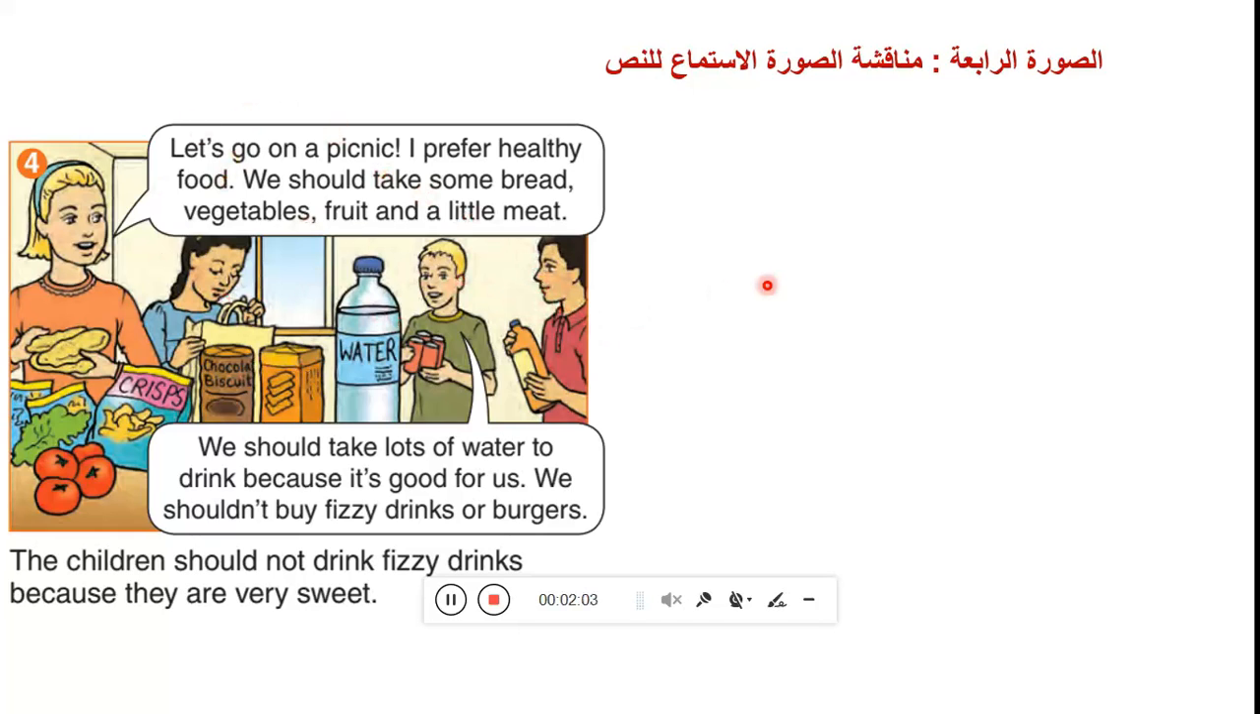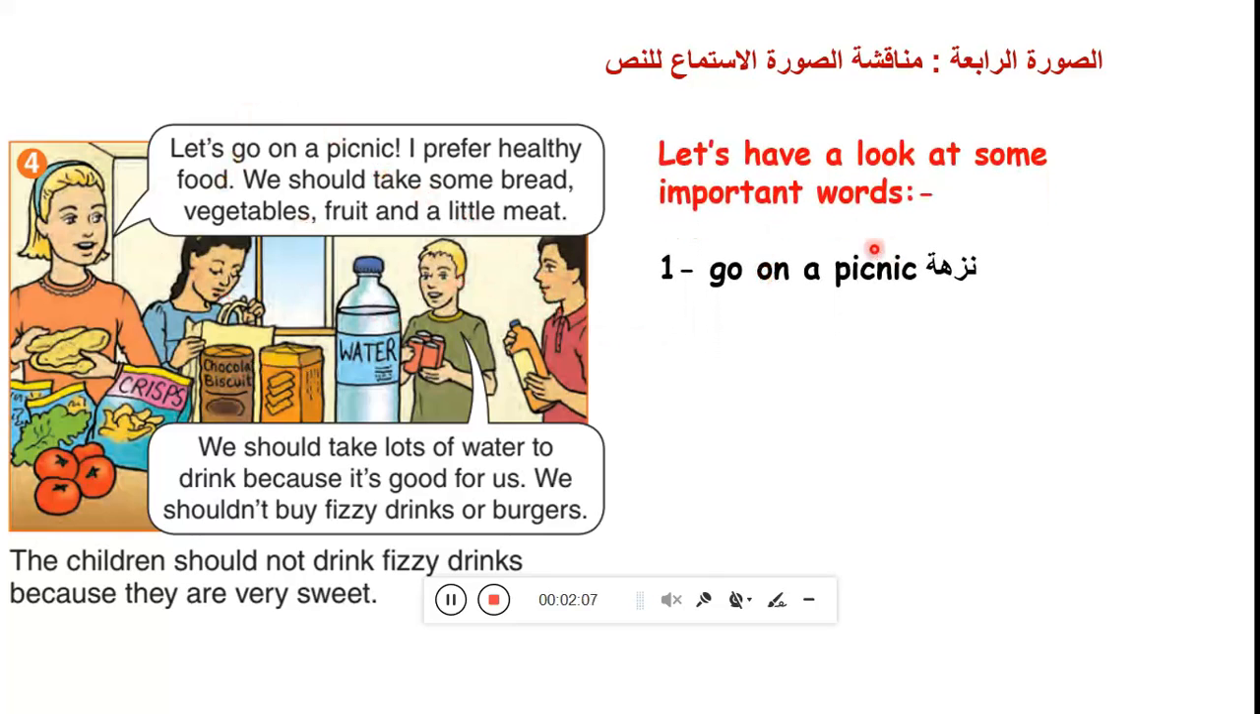Let's see what important words we have. We have only one word here, which is go on a picnic. Go on a picnic, يعني يذهب في نزهة. Here, let's go on a picnic.